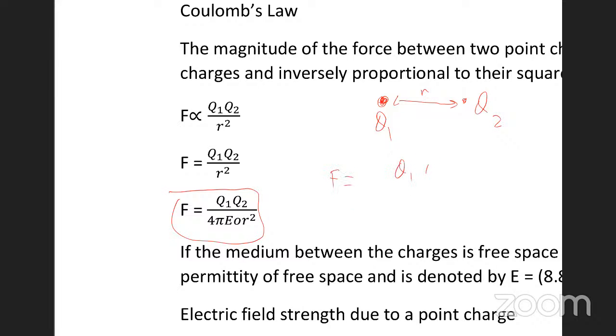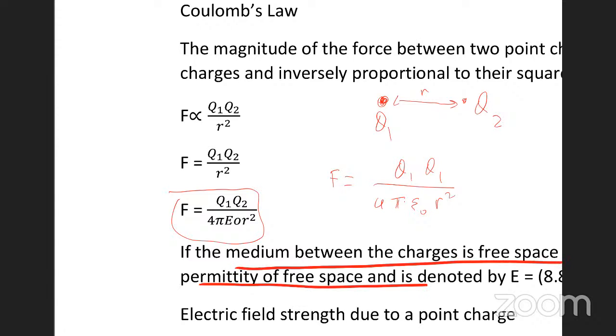It's 4 pi epsilon r squared. What is epsilon again? It's called the permittivity of free space. It gives you an idea of how a particle can move through a medium. Some mediums it can move through easier than others. So if your permittivity is high, then it's easier. Epsilon naught, right?